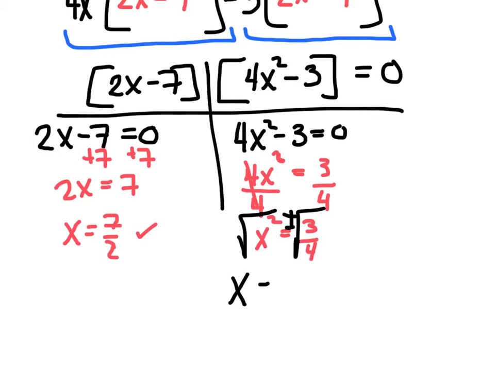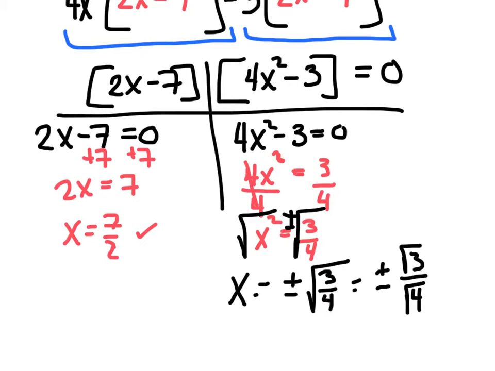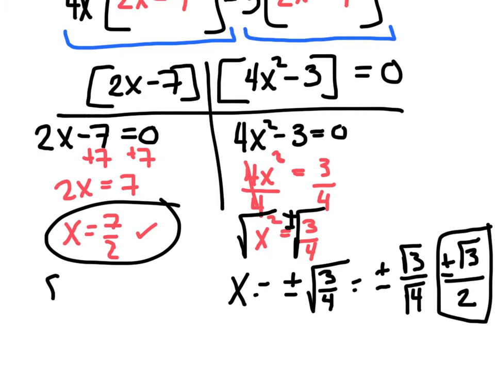So you might be thinking you have x equals plus or minus radical 3/4. Now unfortunately that's just not simplified. That radical can go further. When you take the square root, you're really just doing it to both the top and the bottom. So it's the square root of 3 divided by the square root of 4, and then I actually know the square root of 4, so I'm going to say it's plus or minus radical 3 over 2. So I have three answers, 7 halves, positive radical 3 over 2, and negative radical 3 over 2.